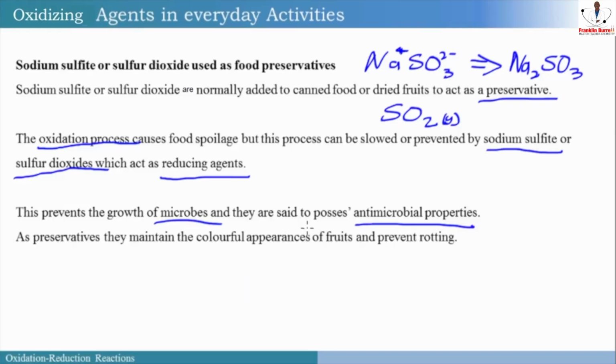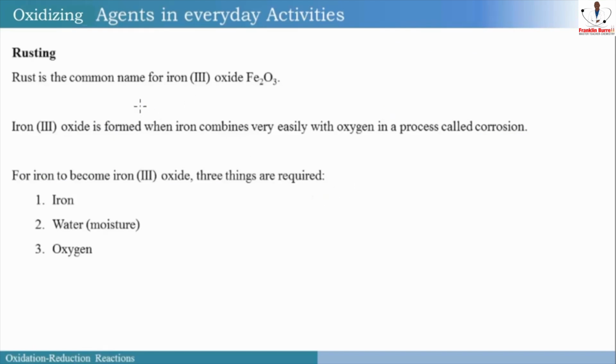Let us now discuss rusting and how it can be prevented. Now, rusting is a method where a metal combines with oxygen through a process called corrosion. Now, in this case, we will be looking at iron, forming iron 3 oxide. Now, this is the common name for rust, iron 3 oxide. Now, iron 3 oxide is formed when iron combines very easily with oxygen. Again, through what process? The process called corrosion.